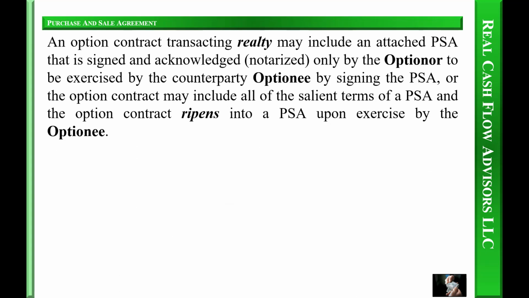Purchase and sale agreement. An option contract transacting realty may include an attached PSA that is signed and acknowledged, that is notarized, only by the optionor, to be exercised by the counterparty optionee by signing the PSA, or the option contract may include all of the salient terms of a PSA, and the option contract ripens into a PSA upon exercise by the optionee.